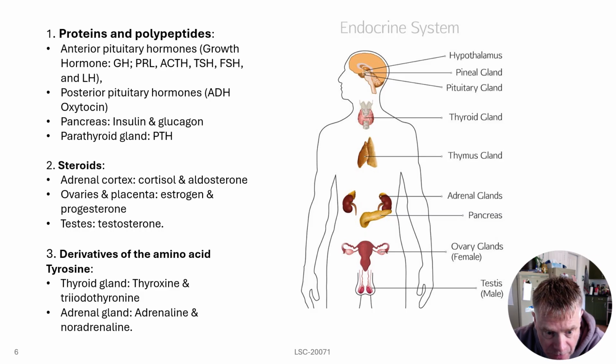And then in the third group, there are derivatives of the amino acid tyrosine. So in the thyroid gland, there's thyroxine and triiodothyronine, and in the adrenal gland, there's adrenaline and noradrenaline. These are the amino acid derivative types of hormones.